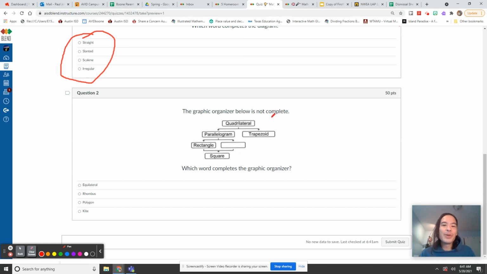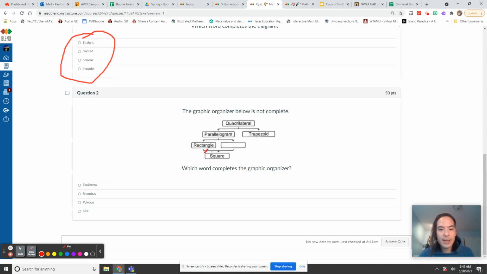All right, the graphic organizer here is not complete. Which word completes the graphic organizer? All right, so we're talking about quadrilaterals, so four-sided, right? And not only that, we're talking about parallelograms. That means that two opposite sides are parallel. We're talking about rectangles, all right? So that means four 90-degree angles. But this over here is blank.